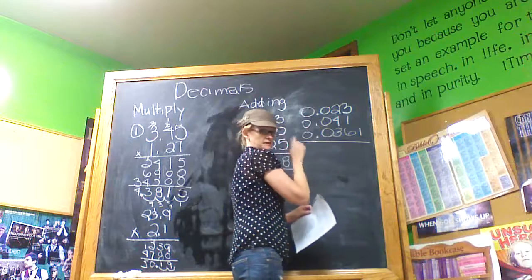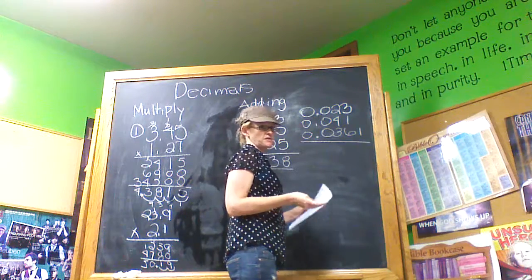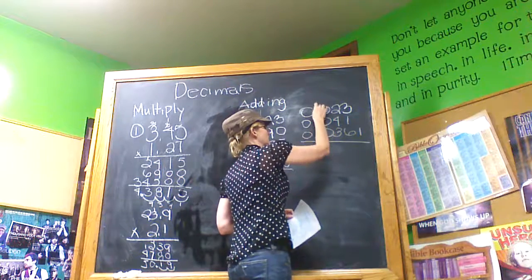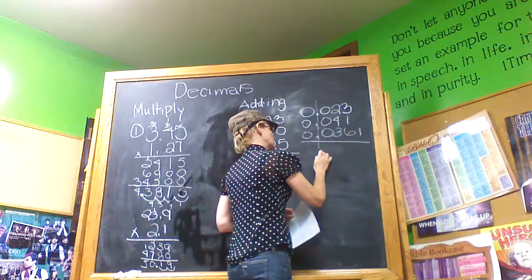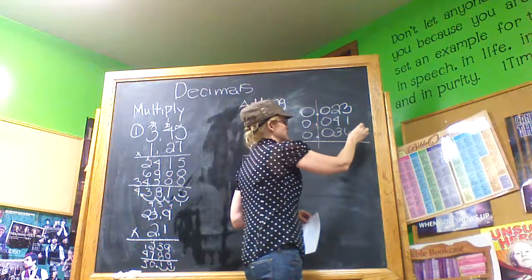This one's got zeros up here. Don't let that confuse you. Always make sure that the decimal point is lined up in a line. And then make sure you put your decimal point down here at the bottom. Always start at this end, never start at that end.